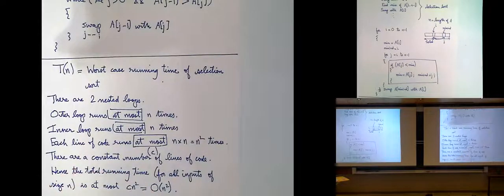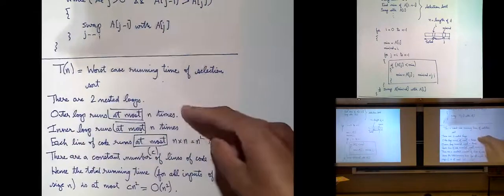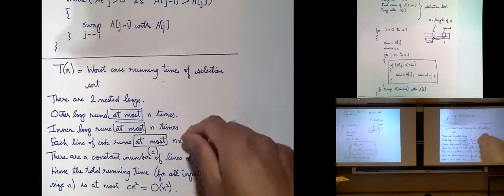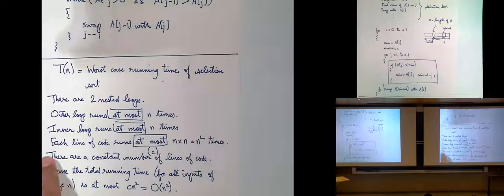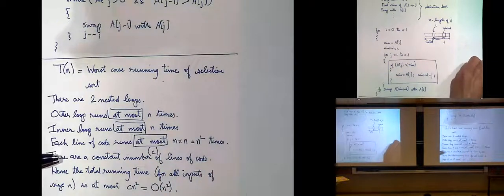So when you have to write an algorithm in one of the homeworks or tests, you write some pseudocode, you don't have to write code, and then you give a big O bound, you have to write down that argument there. The key is to say there are two nested loops, the outer one runs n times, the inner one runs n times, so each line of code runs at most n squared times. You don't even have to write this, there are a constant number of lines of code. I'm writing this for your benefit.